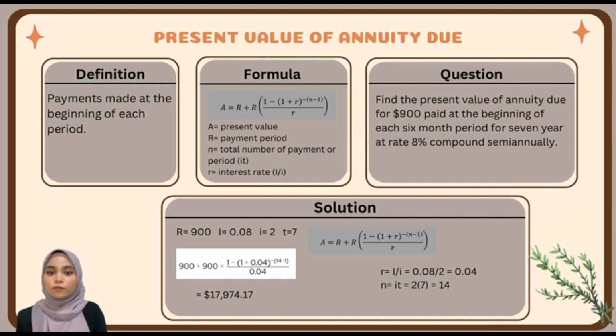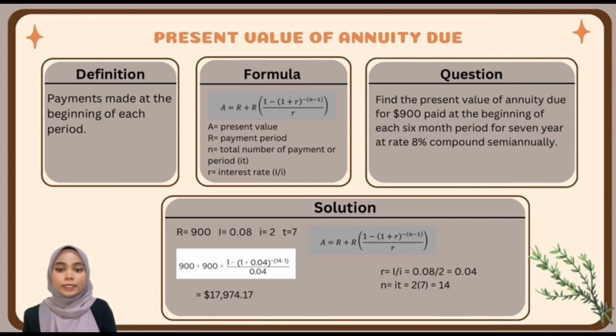To fulfill the formula, we must find the amount of small r and n. To find small r, the interest rate per year I is divided by the number of compounds per year small i. To find n, the number of compounds per year small i is multiplied by the number of years t. From that, we get that small r is 0.04 and n is 14.